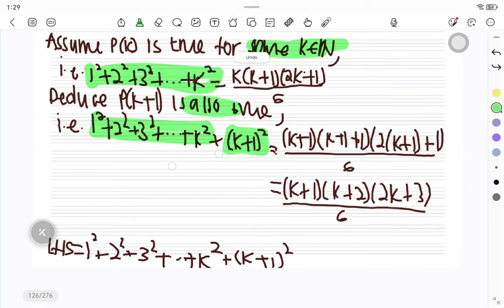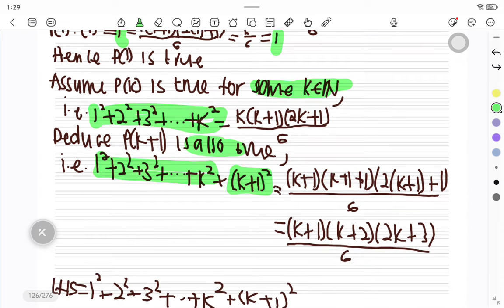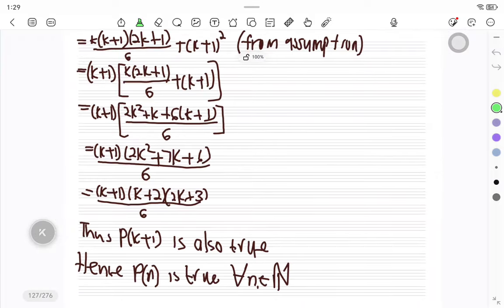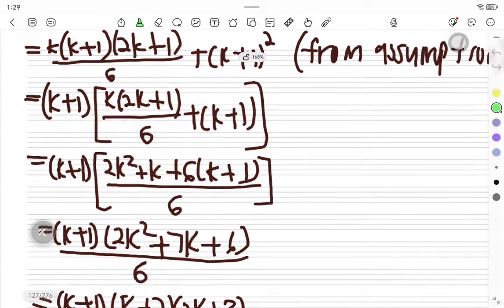Then we pick the left hand side. Remember, from the left hand side, this is coming from the assumption. So we're going to replace it by this. Then we say from assumption, right? Let's go check. Then we replace it by this. Then we say from assumption.